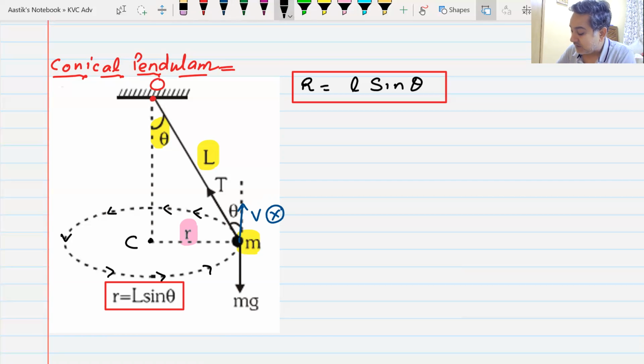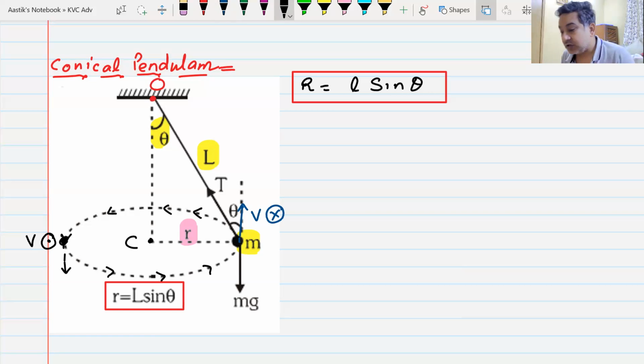When the block comes at this point, its velocity will be, normally conical pendulum is a case of a uniform circular motion. The speed v and the angle theta does not change. So here the speed would be same and it will be coming out. Do we understand what I have drawn here?